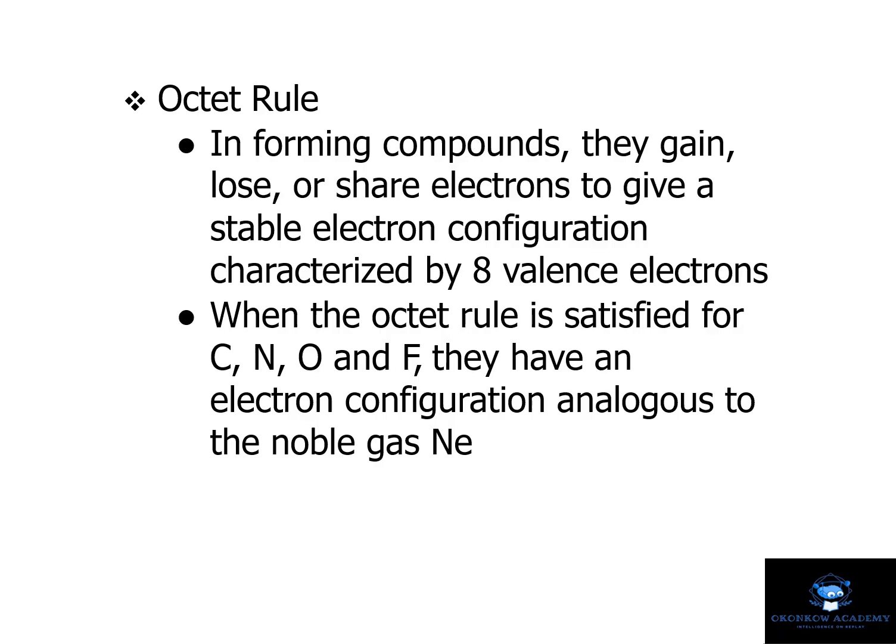for carbon, nitrogen, oxygen, and fluorine, they each achieve an electron configuration analogous to the noble gas neon, with 8 electrons in the outer shell. This is the energetically stable configuration these atoms strive for in chemical bonding. The octet rule is your guide for drawing valid Lewis structures. So the octet rule is a very important thing to consider as far as organic chemistry or bonding is concerned.